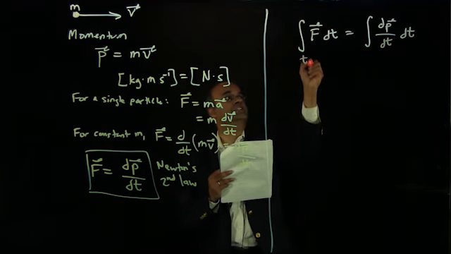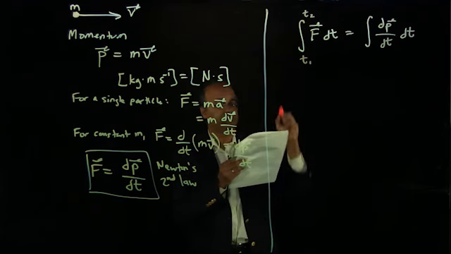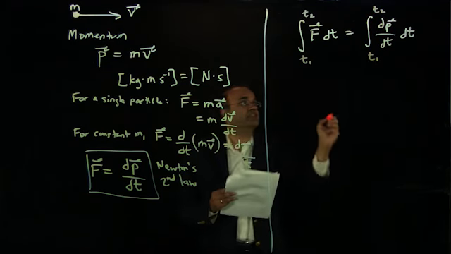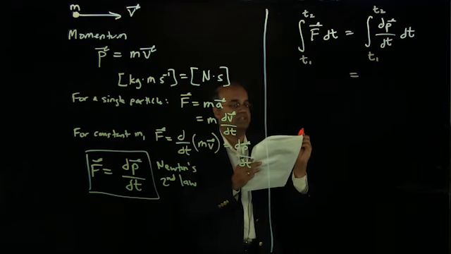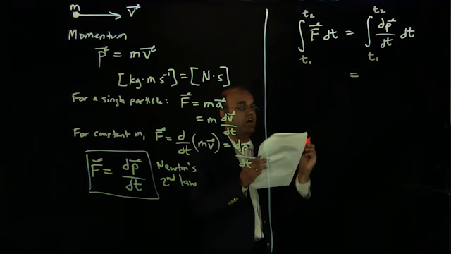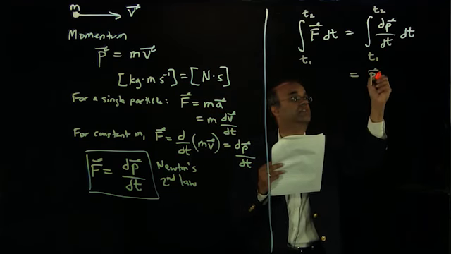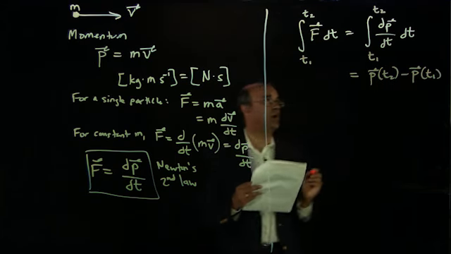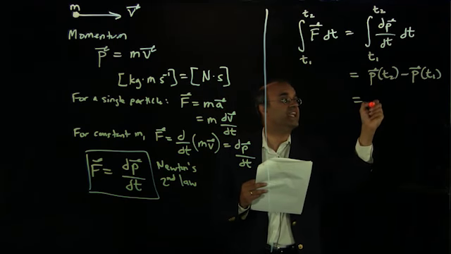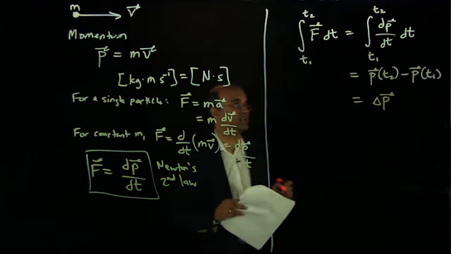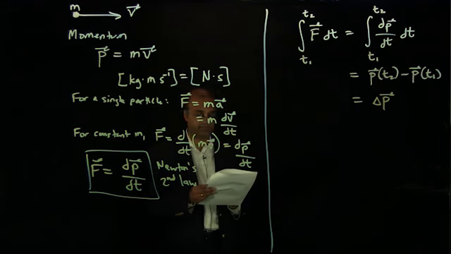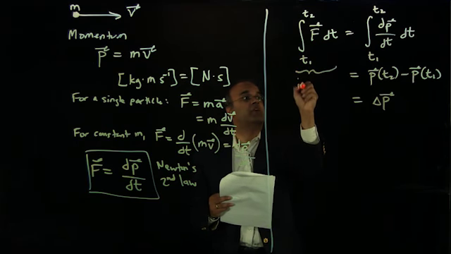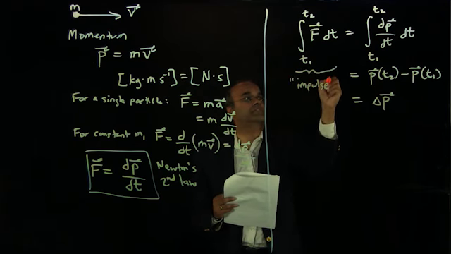I'll go from time t1 to time t2 on both sides here. Okay. Now this right-hand side, the integral of dp/dt with respect to time, is just p at time 2 minus p at time 1. And that is just the change in the momentum vector going from time 1 to time 2. Now this integral on the left-hand side, we give a special name. We call this the impulse.